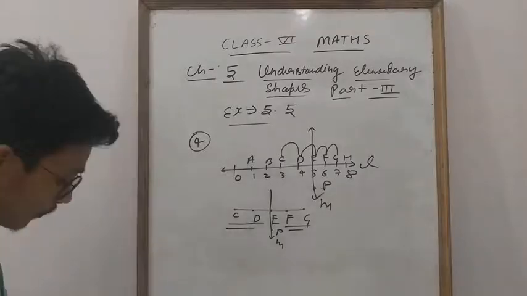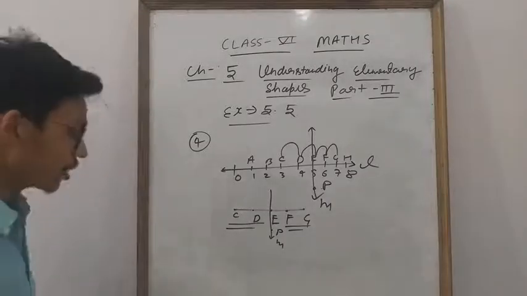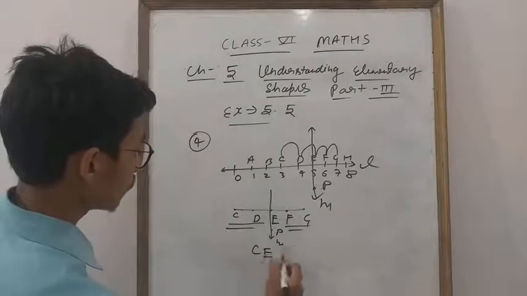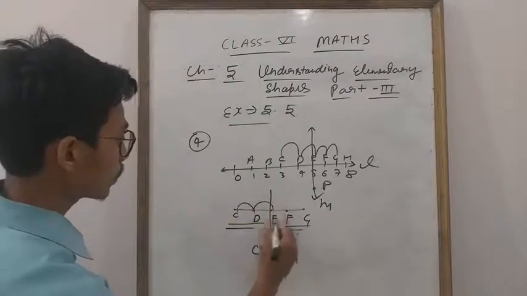But how we will find out? To find out कि length of CE. Find out length of CE. So C to E, how many steps? C to D, D to E. 2 unit.